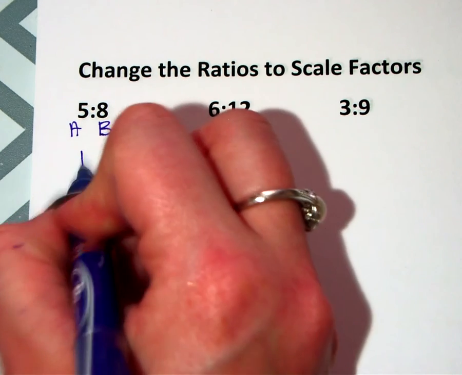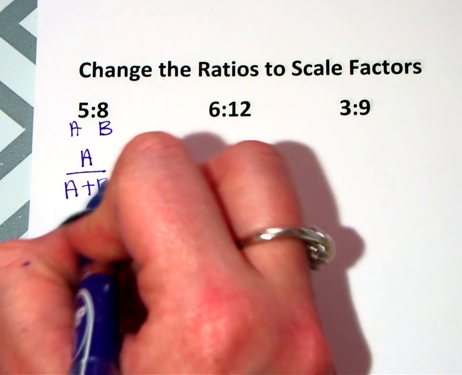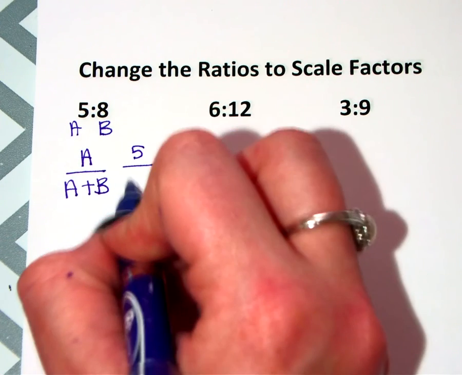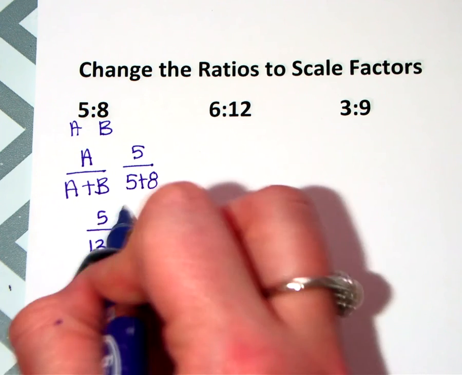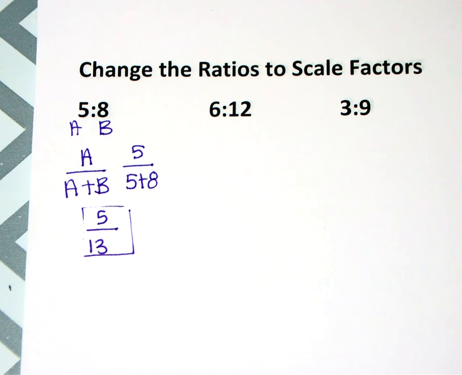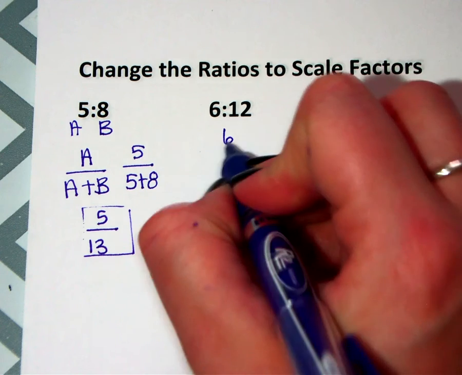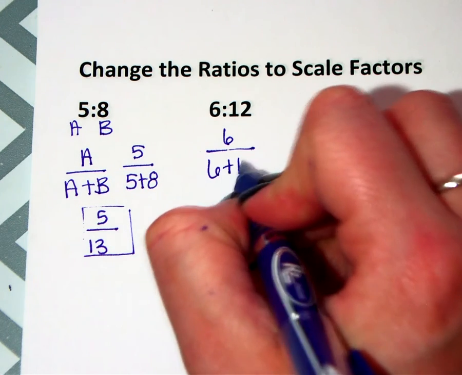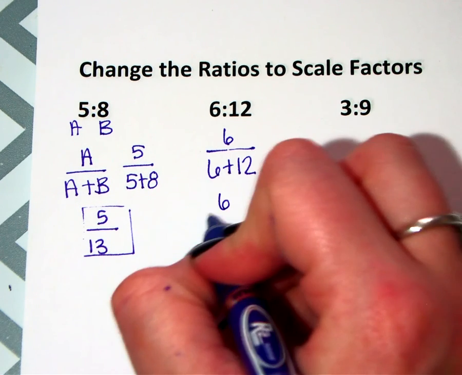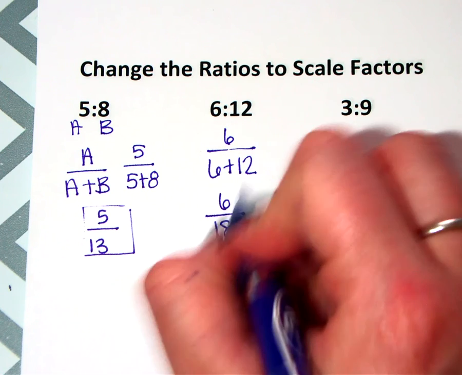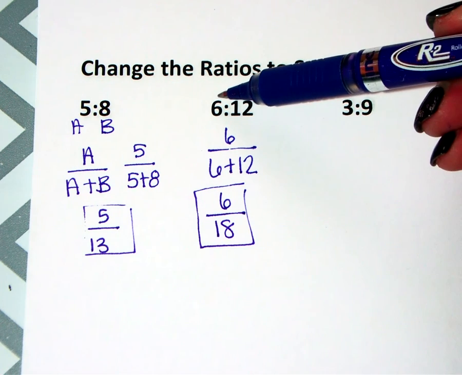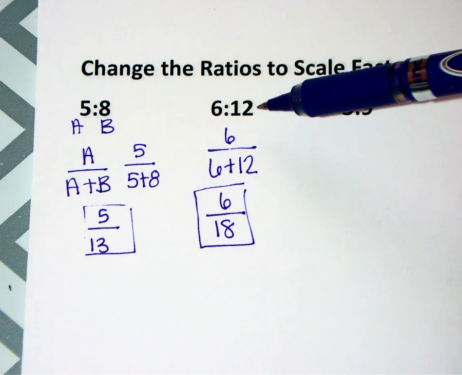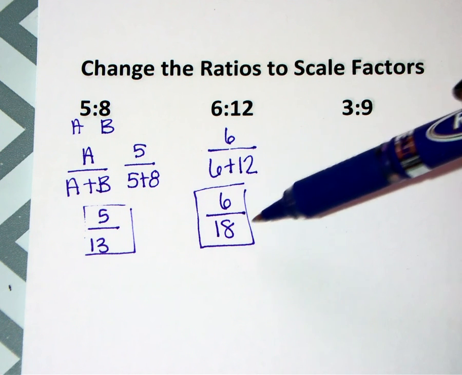Remember, my formula is A over A plus B. So 5 over 5 plus 8, 5 over 13. Trying another. We're going to take the 6, which is the A value, over 6 plus 12, 6 over 18. So as we're reading this, for every 6 binder clips I have, you have 12. In total, I have 6 out of the total 18.